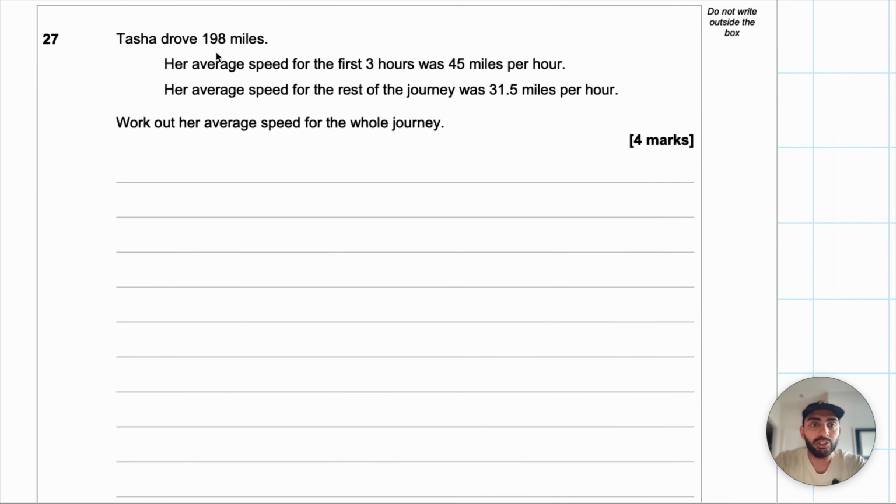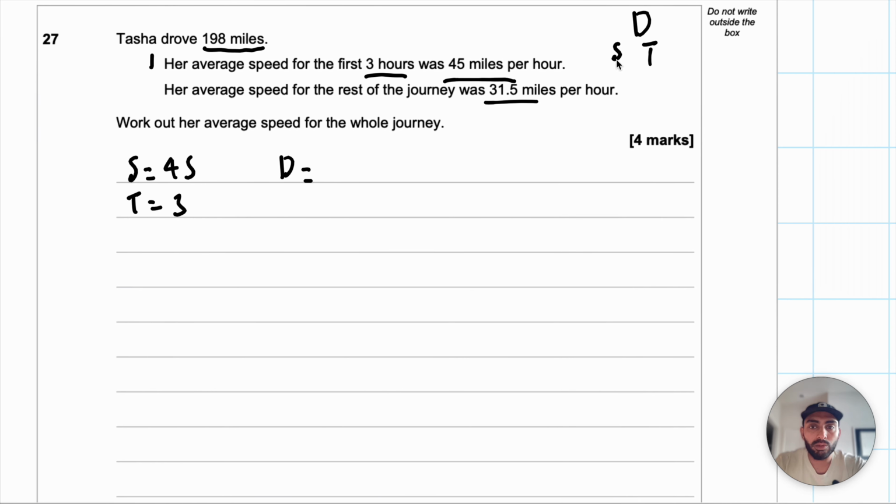Question 27. Tasha drove 198 miles. Her average speed for the first 3 hours was 45 miles per hour. Her average speed for the rest of the journey was 31.5 miles per hour. Work out her average speed for the whole journey. We're going to be using our distance, speed, time formula triangle here. Let's concentrate on this first part of the journey. So we have the speed, which is equal to 45. We have the time, which is equal to 3. So that means we're going to be finding out distance for this first part.